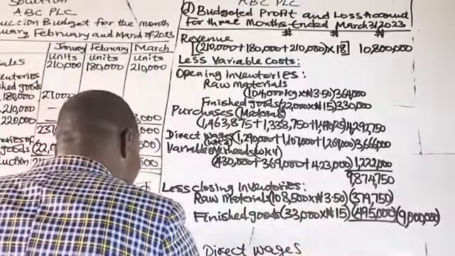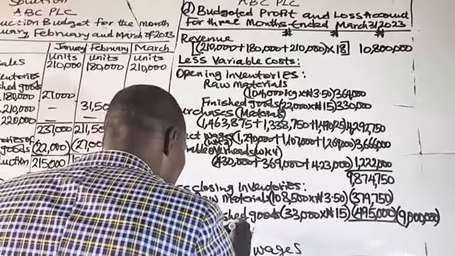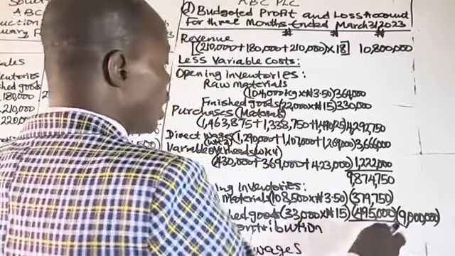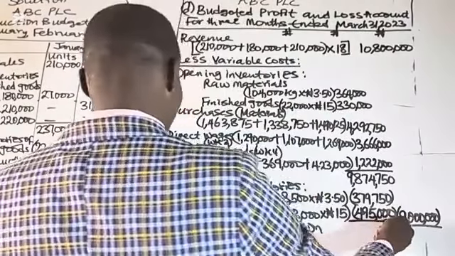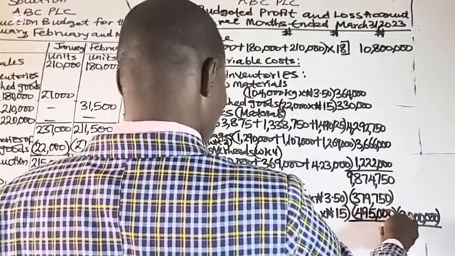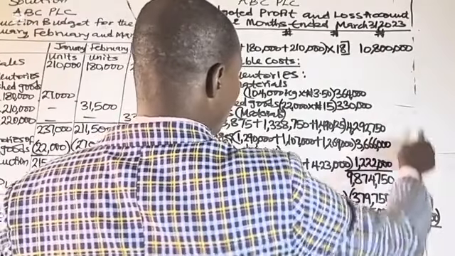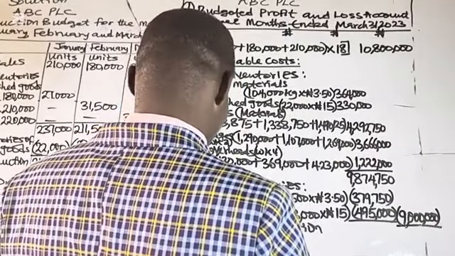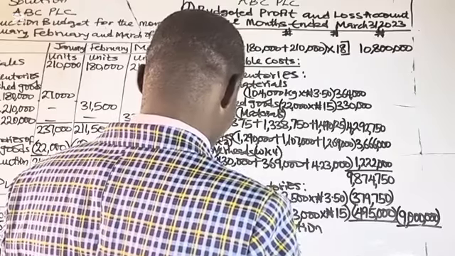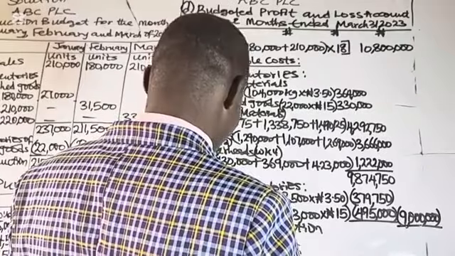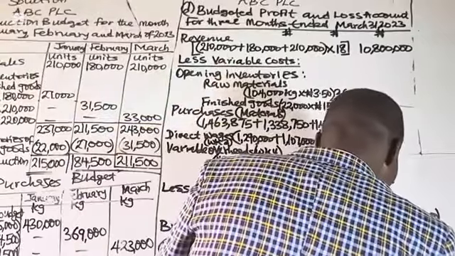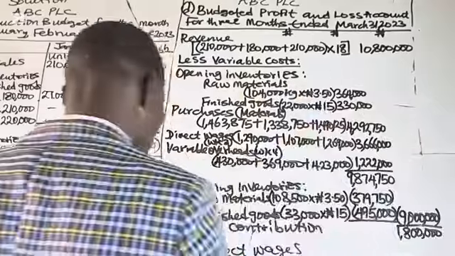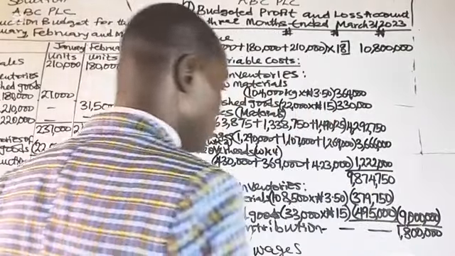So our budgeted contribution now: deduct the cost of sales or variable cost from revenue of 10.8 million. So we have budgeted contribution of 1.8 million.